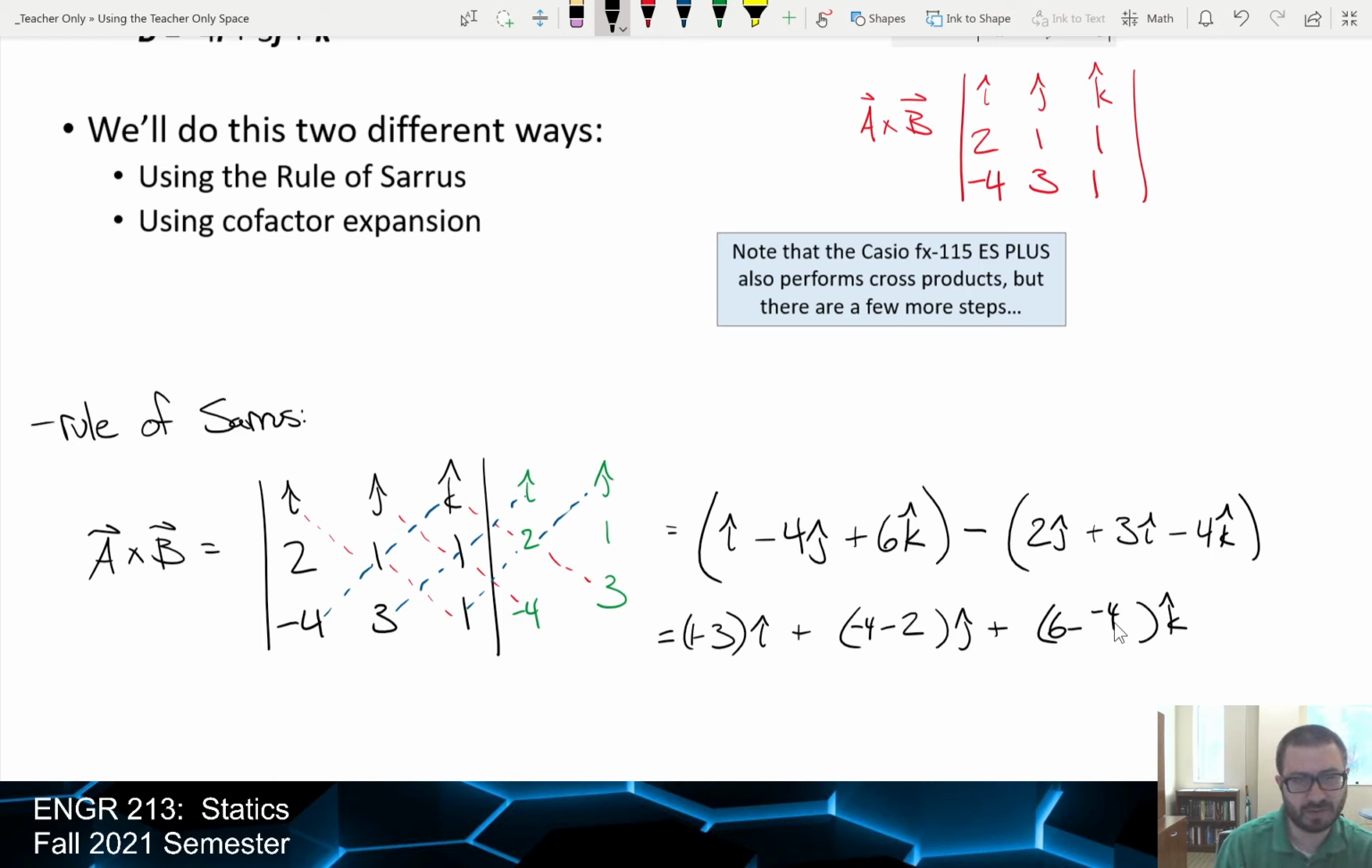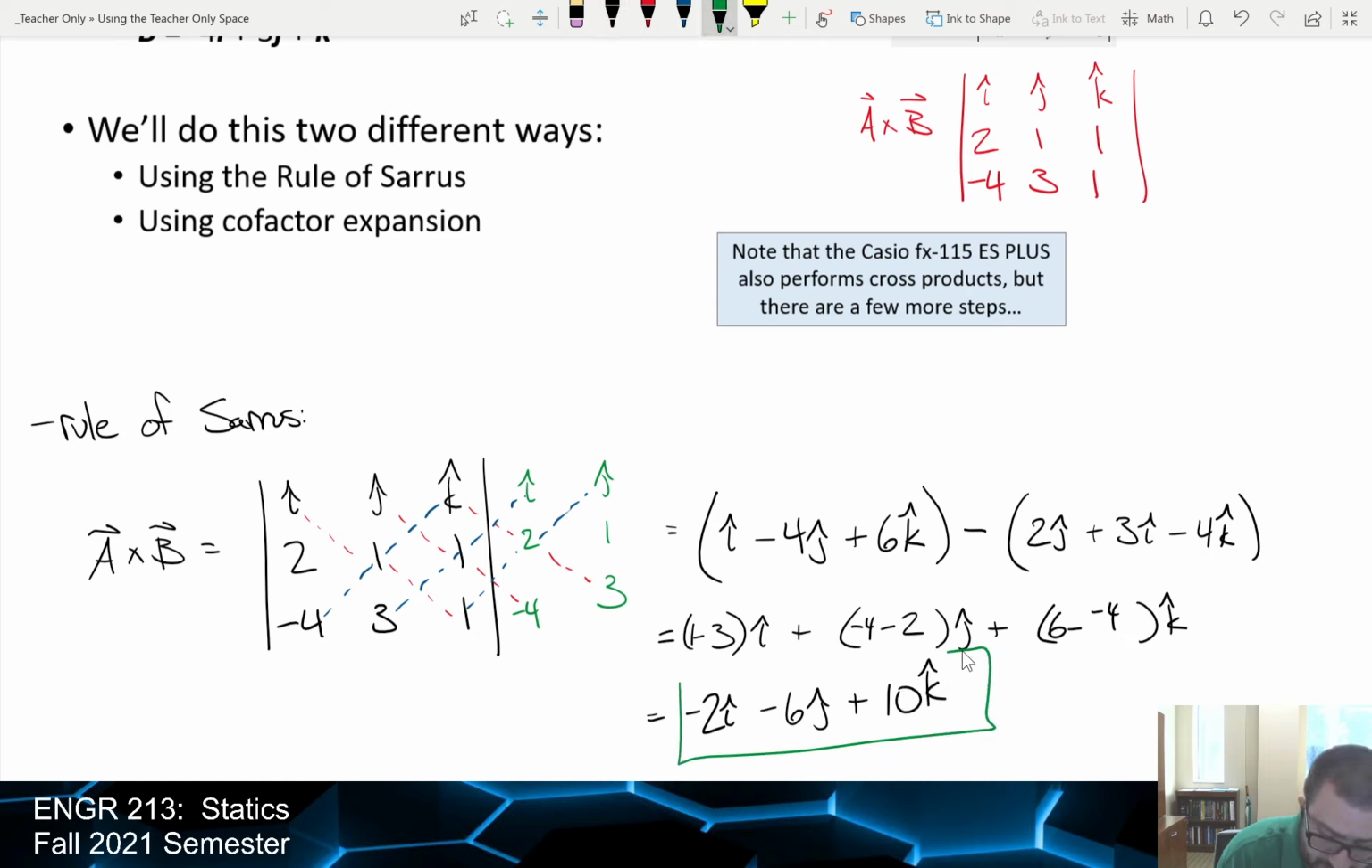That's one of the things with the rule of Sarrus. This is really easy to do, but you just got to be careful on the arithmetic. So minus 2i minus 6j plus 10k. And so that's the cross product right there. That is a way of doing the cross product.